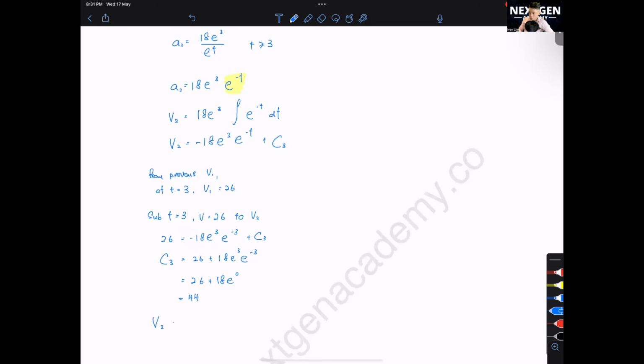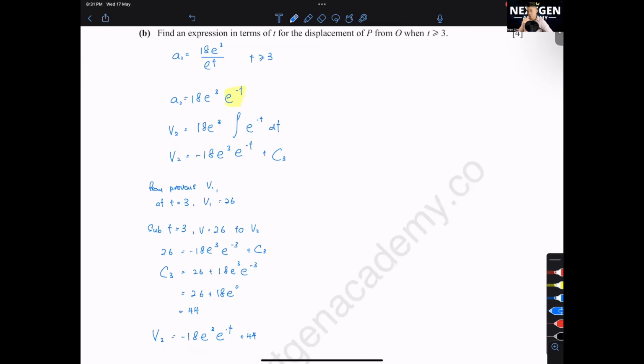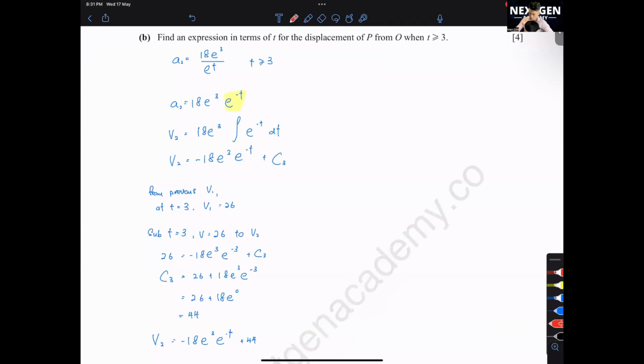So what's my v2? V2 will be negative 18 e cubed e power negative t plus 44. Do you understand what we're doing here? Because at t equals 3, you just need to take note of this: at t equals 3, my s, v, a are the same values for both equations, because only at t equals 3 is it applicable for both equations.